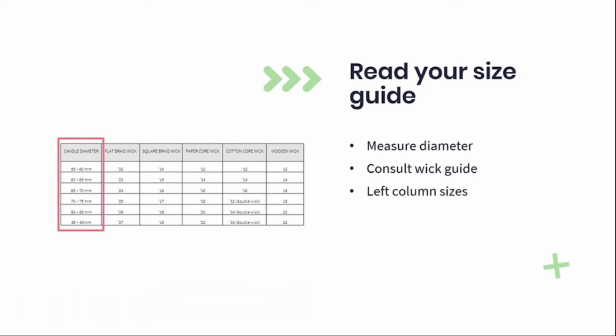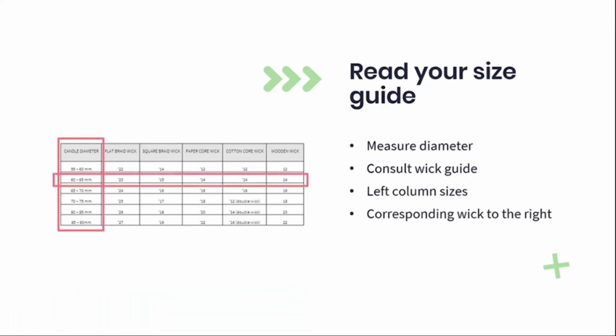Find the correct width of your container or mold on this chart, and looking to the right, choose the corresponding recommendation. Every different type of wick will have a different number or size indicator. So for instance, a size 14 in a cotton wick is not related to a size 14 in a wooden wick or a zinc core wick. Each type of wick has its own sizing scale.